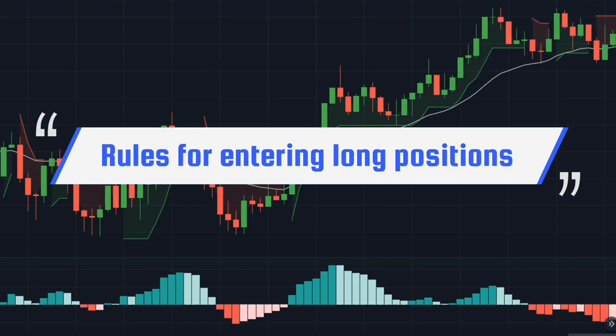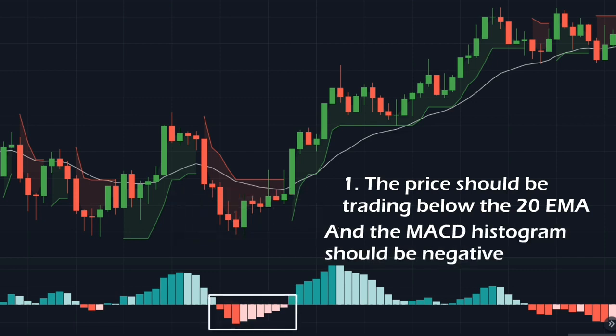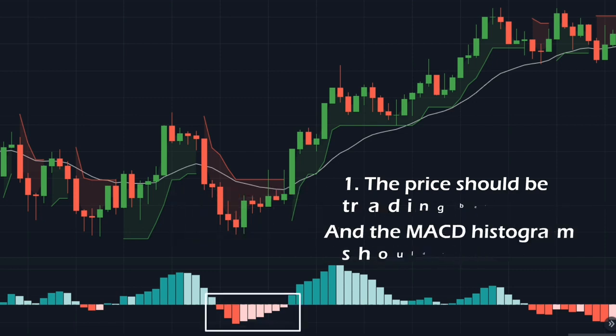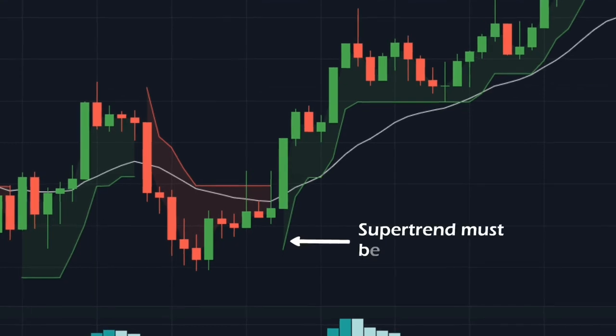Rules for entering long positions. First, the price should be trading below the 20-period exponential moving average, and the MACD histogram should be negative. Now wait for the price to cross above the 20-period EMA. Then make sure that the MACD is either in the process of crossing from negative to positive, or has crossed into positive territory within the last 5 candles. And finally, the supertrend must be green.